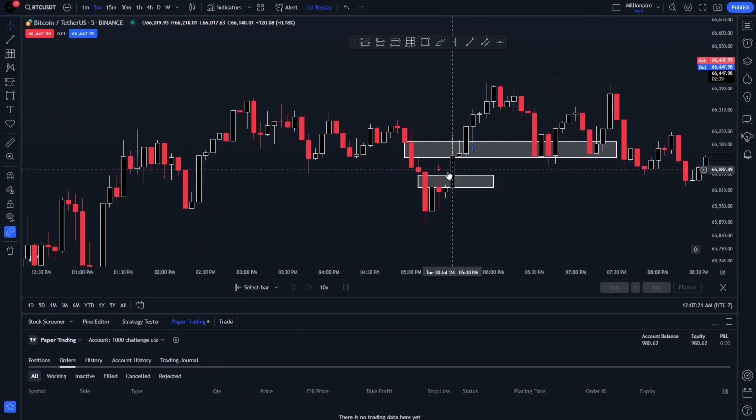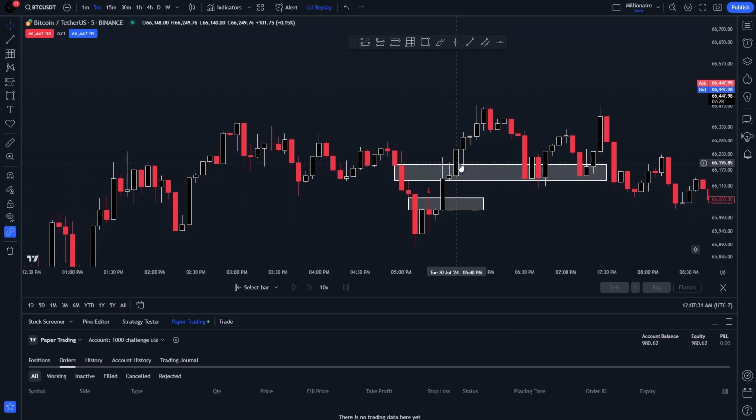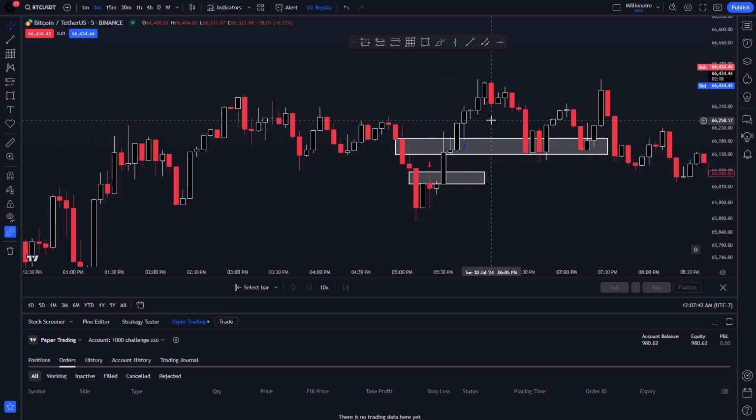And so right here, price goes up, disrespects this fair value gap. And at this point, I was thinking it was at least going to respect this one and start going back down, but it does not. Once it closed above this fair value gap, I did not want to stay in the trade. So I bought back right here and it just closed the trade.